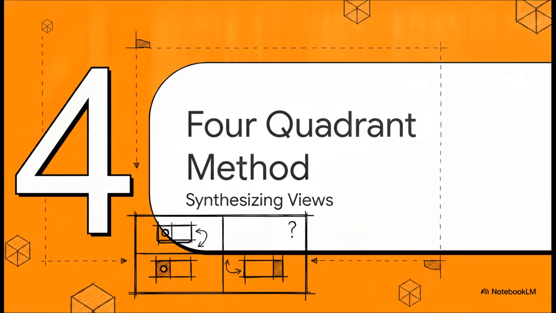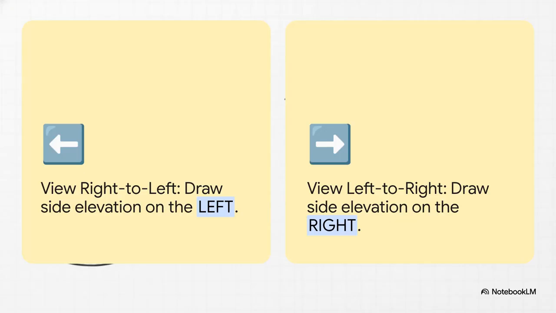That brings us to Section 4, the four-quadrant method, synthesizing our views. Your viewing direction dictates absolutely everything here. It acts almost like a mirror. If your original 3D side view is looking from right to left, you actually draw the side elevation on the left side of your front elevation quadrant. And conversely, if your side view is from left to right, the side elevation goes on the right side of the front elevation. I know, it feels a little counterintuitive at first to flip it like that, but this cross-placement is industry standard, and it ensures your blueprints are perfectly aligned.